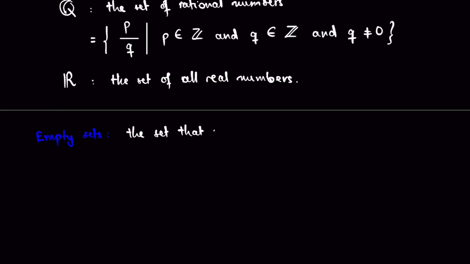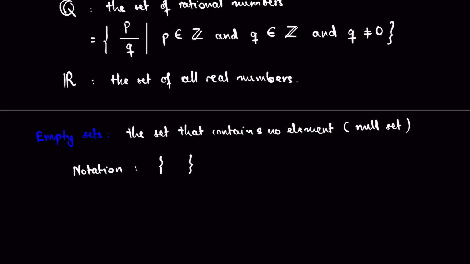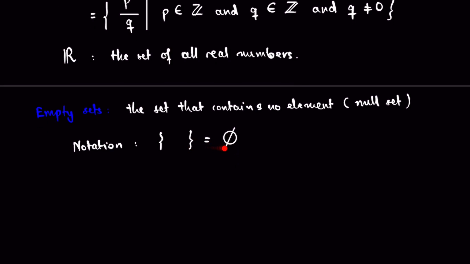The set that contains no element is called an empty set. Sometimes the empty set is also called a null set. The notation for this is just the curly brackets like this, spaced out a little bit, or we can use the letter O with a line through it. These two notations are used interchangeably to describe an empty set. Next, I'm going to give you a few remarks about the order of the elements, the equality of two sets, and repeated elements inside a set.